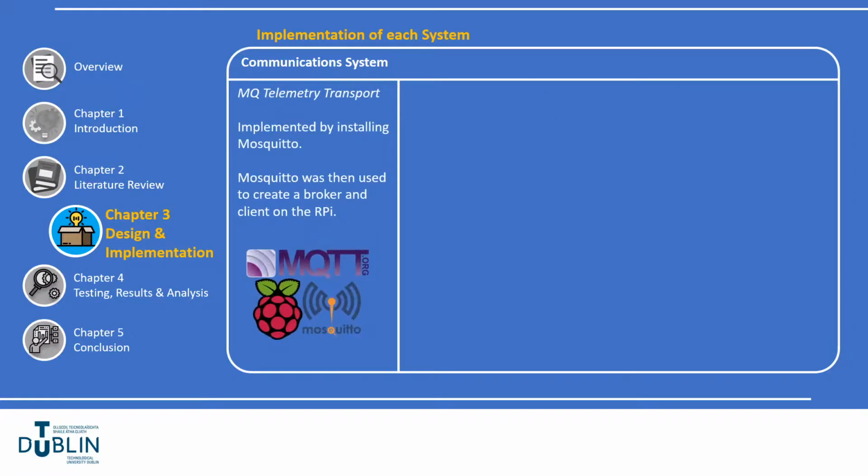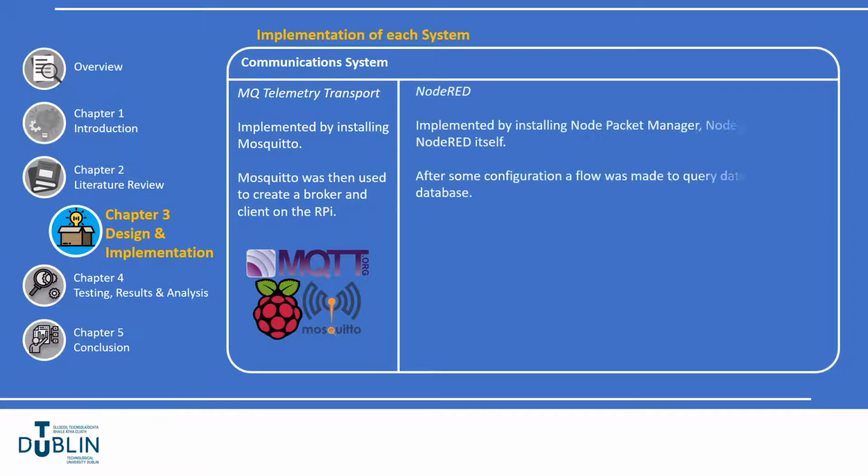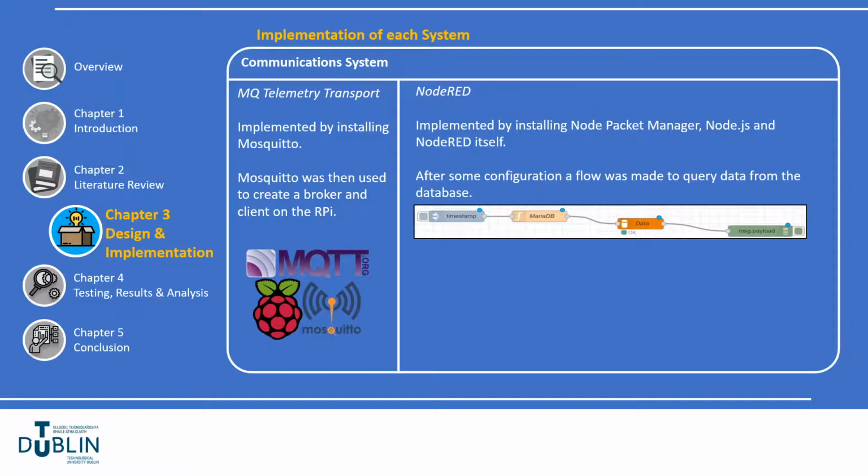MQ Telemetry Transport. This was implemented by installing Mosquitto. Mosquitto was then used to create a broker and client on the Raspberry Pi. Node-RED. This was implemented by installing Node Package Manager, Node.js, and Node-RED itself. After some configuration, a flow was made that could query data from the database, which is shown in the image.